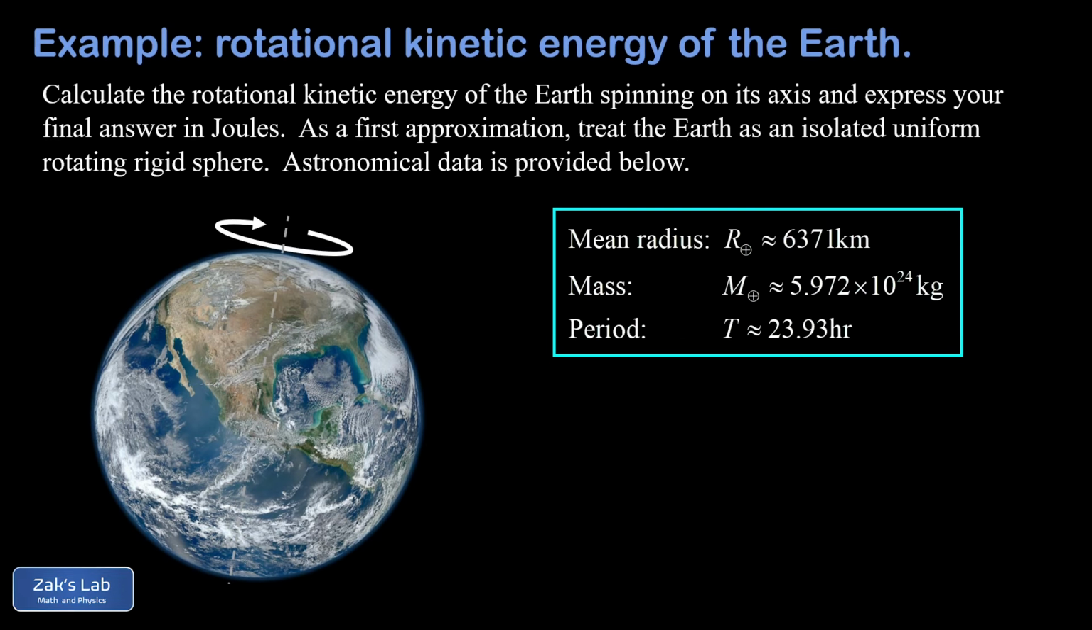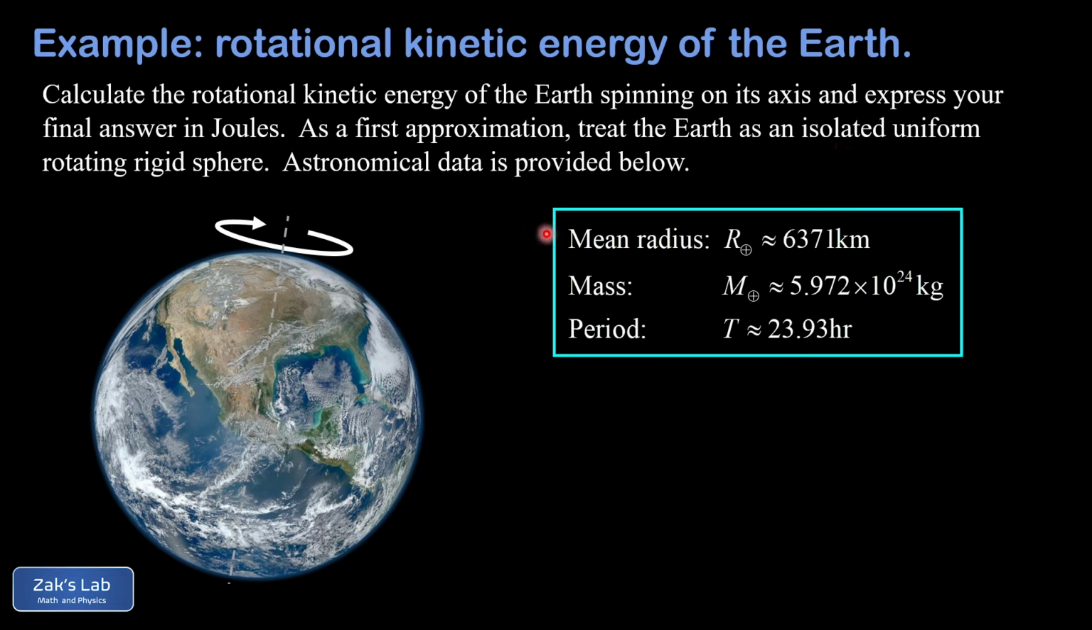In this problem, we're computing a first approximation for the rotational kinetic energy of the Earth. So we're making a lot of simplifying assumptions here. We're asked to treat the Earth as an isolated, uniform, rotating, rigid sphere. And we can find a number for the rotational kinetic energy based on this crude approximation. But I do want to talk about at the end of the video how much this differs from the common values that you'll find on the internet and why the discrepancy makes sense.